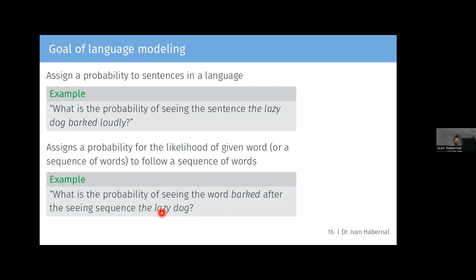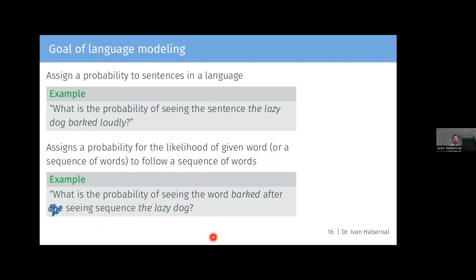Why do we want to know this? Why do we care about the probability of a sentence in language in the first place? Is it of any use? Maybe. I'll give you another example and then I'll let you think about it. Also, we want the language model to assign a probability to a given word or sequence of words following a sequence of words. For example, what is the probability of seeing the word barked after seeing the sequence, the lazy dog? We have the lazy dog and the next word would be, oh, barked, or maybe something else. So what is the probability of barked?